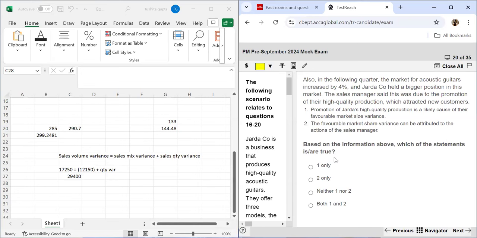Moving to the second statement, favorable market share variance can be attributed to the actions of the sales manager. This is absolutely correct because the market share variance is an operational variance and it is linked to what the company has in their control. That means it's in the control of the sales manager. So if it is favorable, then it's definitely something which the sales manager has done well. So 2 only is going to be our answer over here. With this, we are done with this question pertaining to Jarda company.